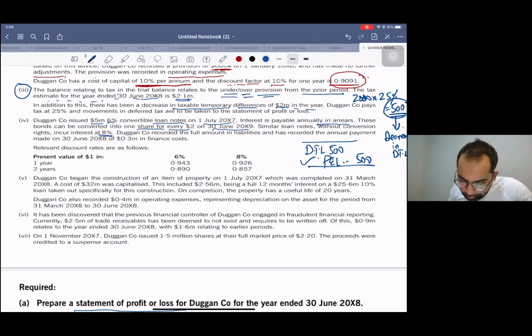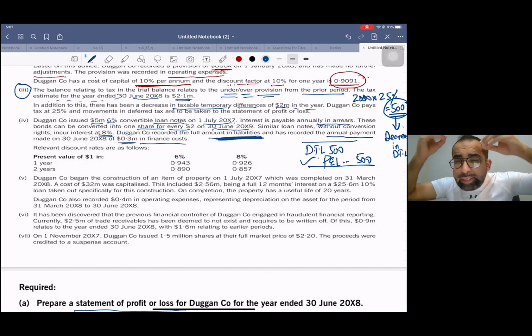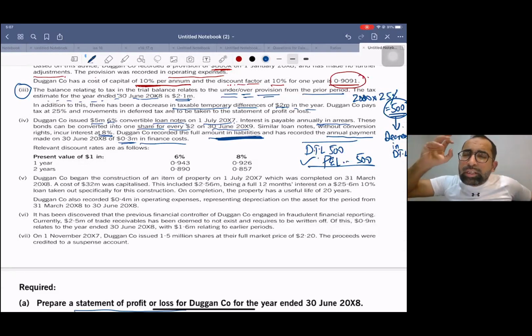Now, Dugan Company recorded the full amount. See this. They have booked the complete amount in liabilities and have recorded the annual payment made, 0.3 million, in finance cost. This is very routine. In all, if you have done 10 questions of final accounts, this is routine. Normally, the examiner already books the physical cash payment of interest in finance costs. So we need to adjust the remaining amount.